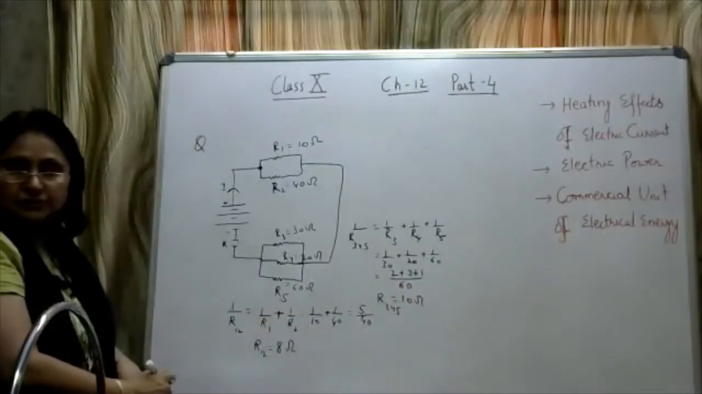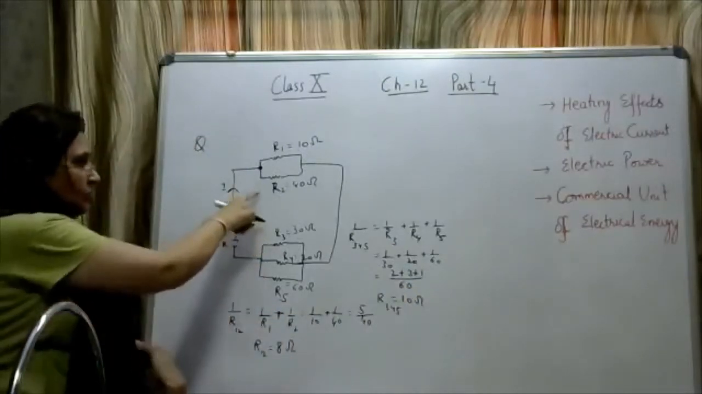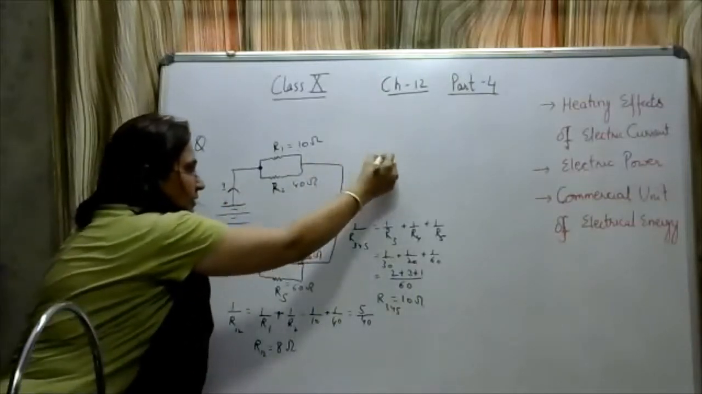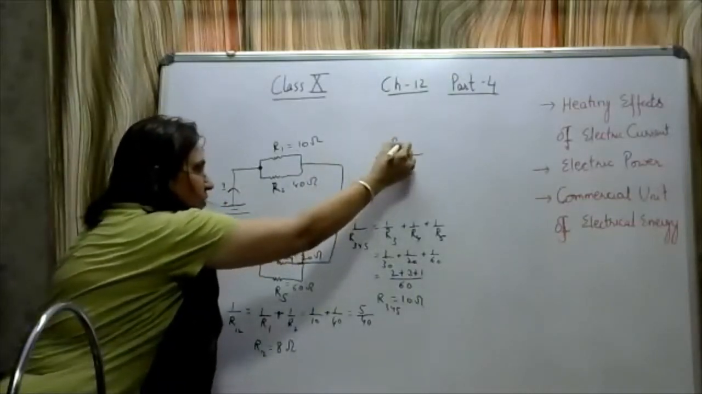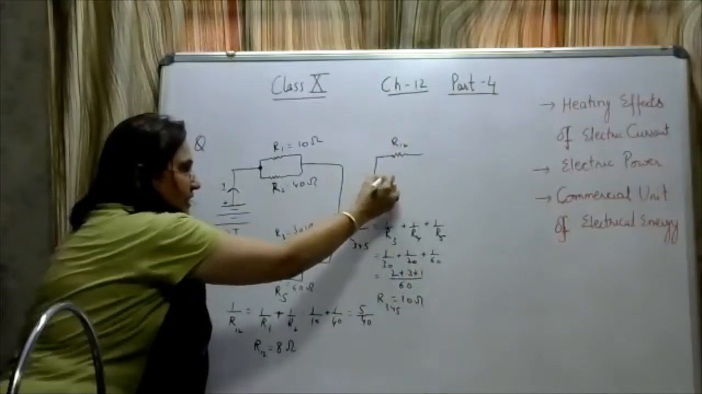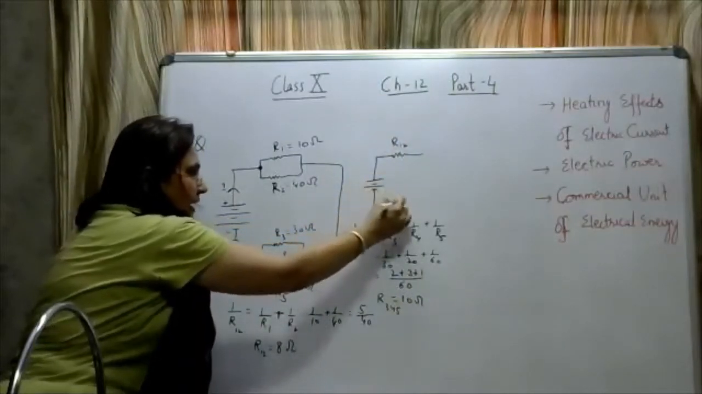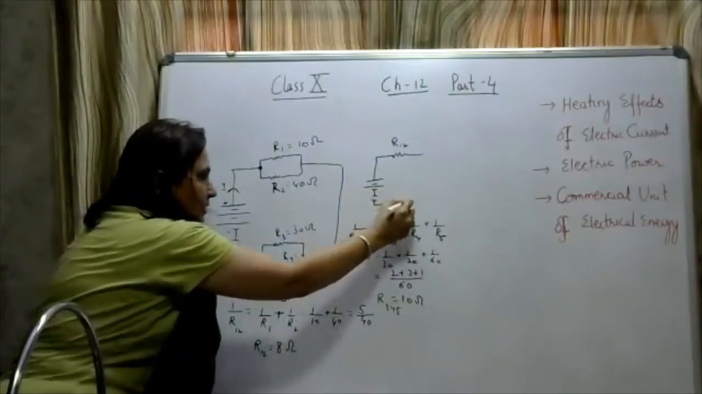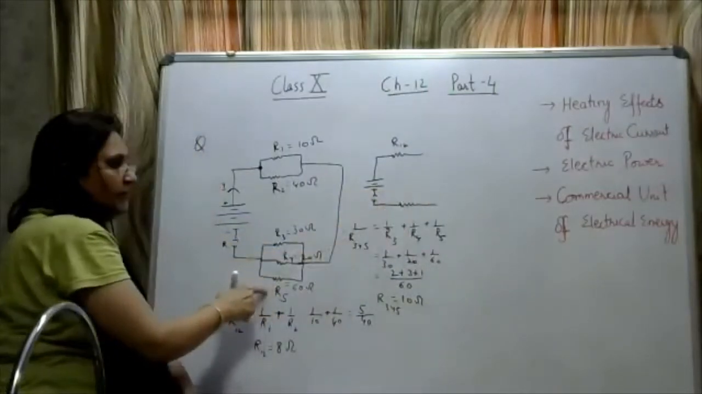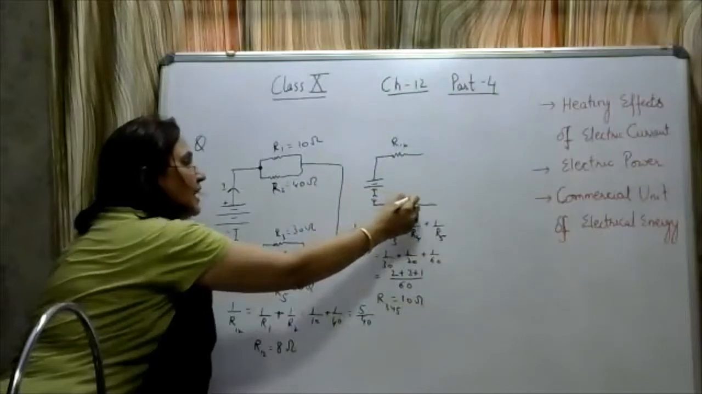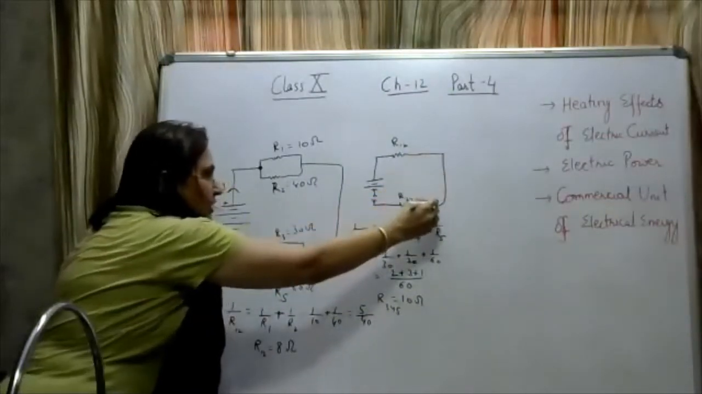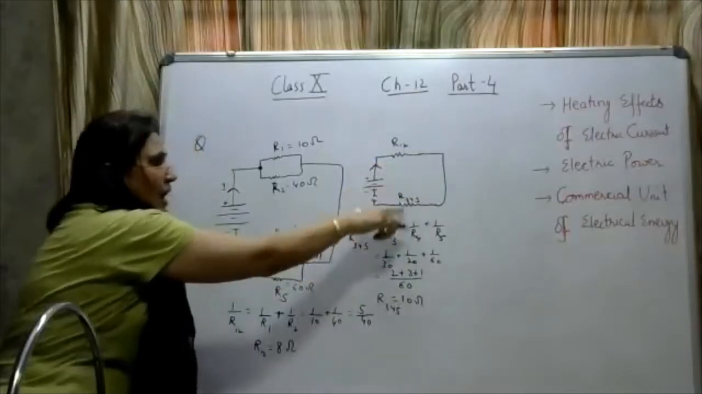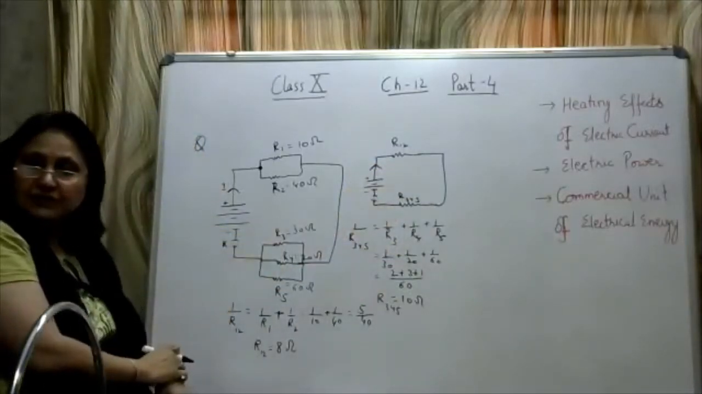Ten ohms. Okay, now let us redraw this diagram. This is the equivalent of R12, and the equivalent of R345. Let us write it as R345. Now here we see that the current flowing through R12 and R345 is the same.